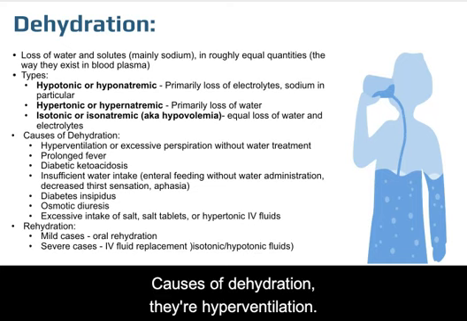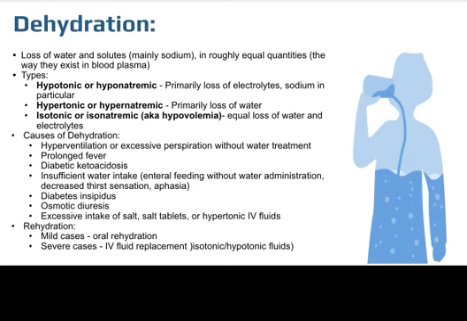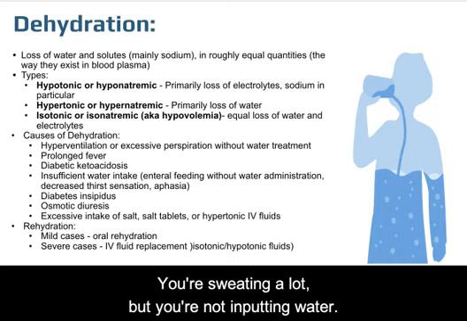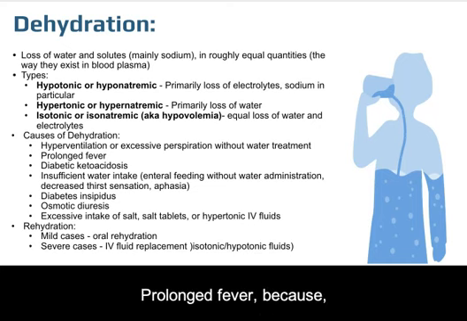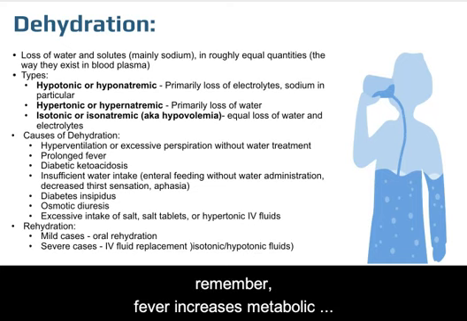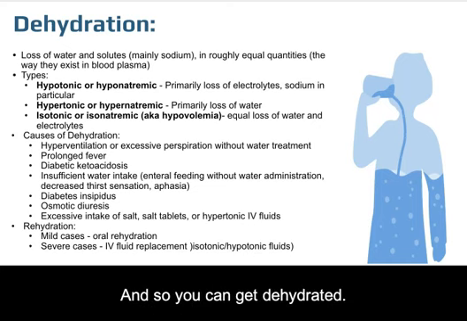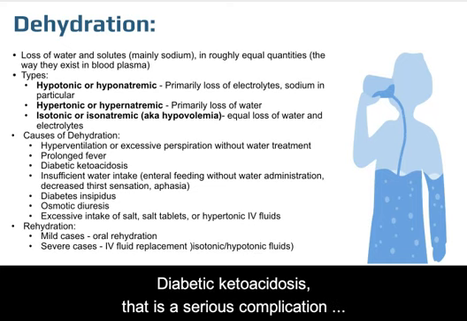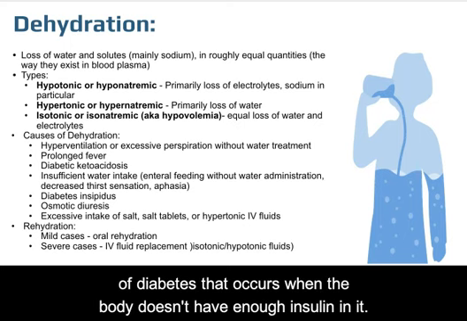Causes of dehydration. They're hyperventilation, you're breathing really fast, excessive sweating without drinking water, right? You're sweating a lot, but you're not inputting water. Prolonged fever, because remember, fever increases metabolic demand on the body, and so it can cause dehydration. Diabetic ketoacidosis. That is a serious complication of diabetes that occurs when the body doesn't have enough insulin in it.